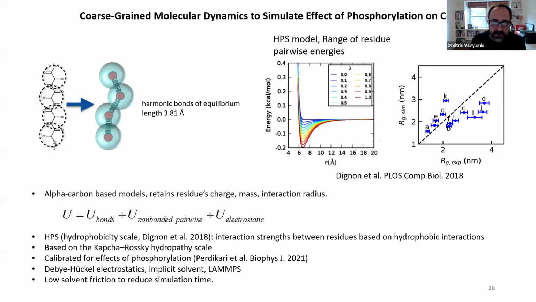In this molecular dynamics model I will show you, we replaced every residue by one bead and used the HPS model developed by Dignon et al., who calibrated the pairwise energies between amino acids to capture the radius of gyration of these disordered proteins and then tuned this to match experiment. So this model has the effects of phosphorylation included, by Perdikari et al.